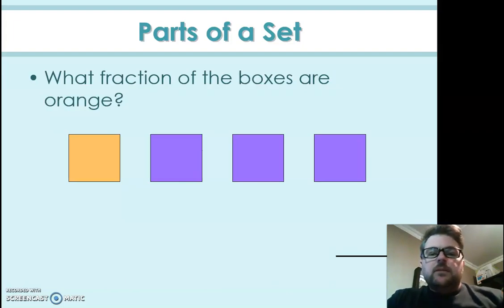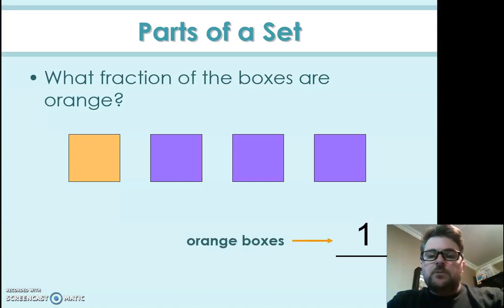Parts of a set again. What fraction of the boxes are orange? So first of all, we need to work out what is our numerator and what is our denominator. The numerator will be the number of items they want us to look at. What fraction of the boxes are orange? Now there's only 1, so it's going to have to be 1. So orange boxes would be 1.